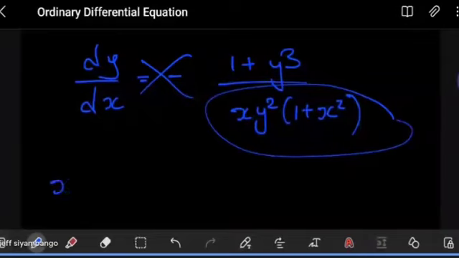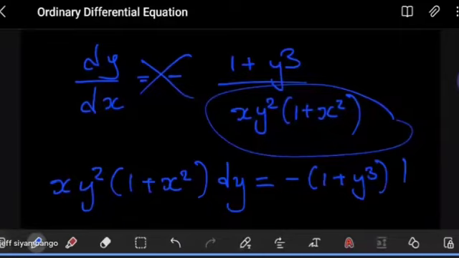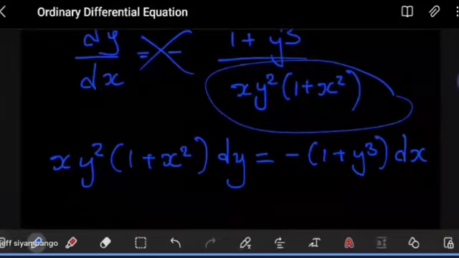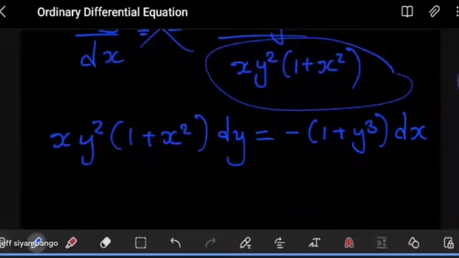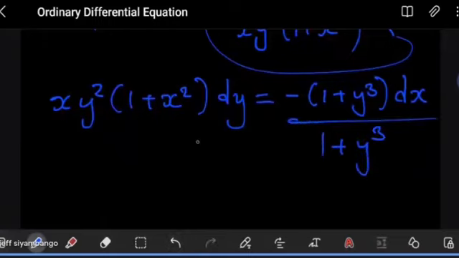So I'll have x, y squared, 1 plus x squared, multiplying dy. On the right side, I'll have the negative first. Then I'll have 1 plus y to the power 3, the whole lot multiplying dx. Now, I want to eliminate everything that has x, bring it to the right. Everything that has y, bring it to the left. Let's start with y. Let's take y to the left. So I want to get rid of this part, take it to the left. So I'll divide the whole expression by 1 plus y to the power 3.